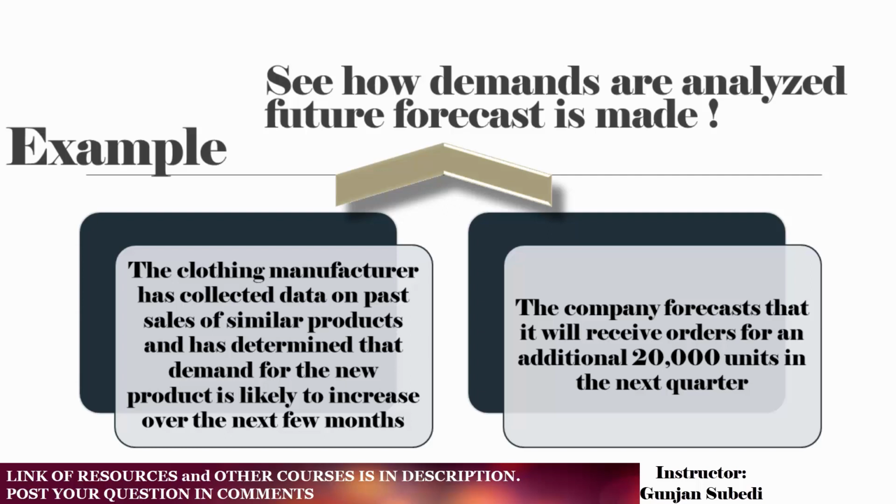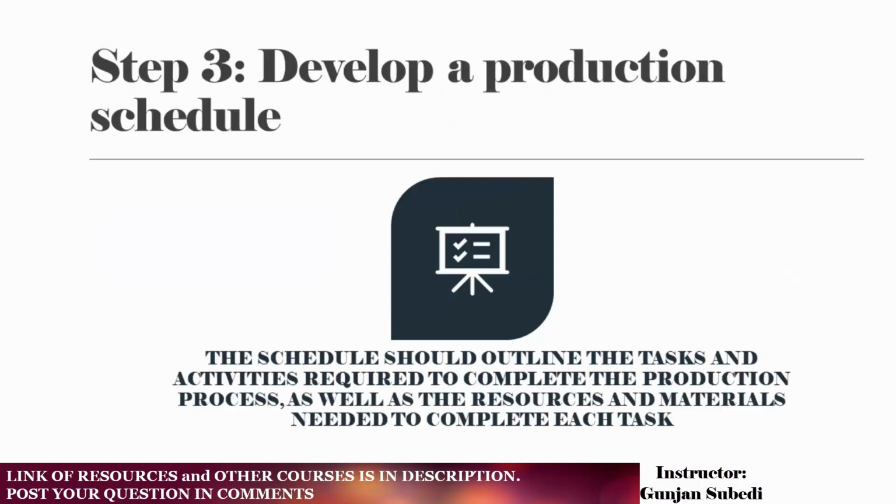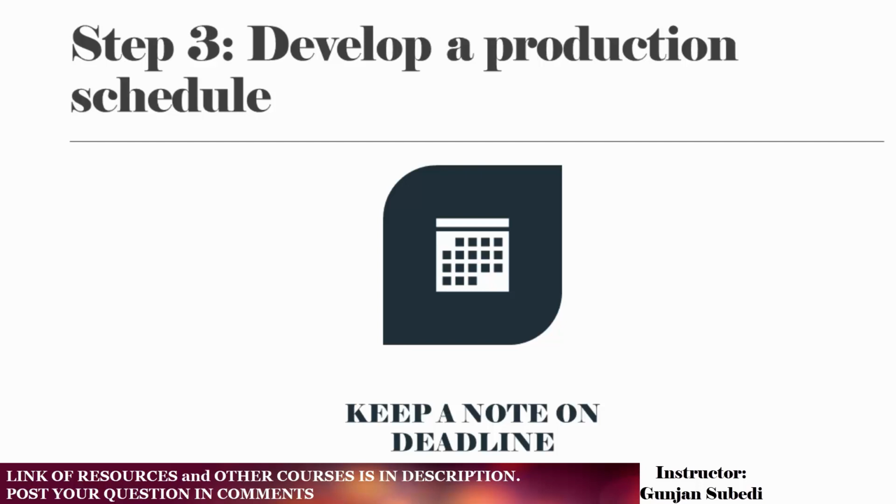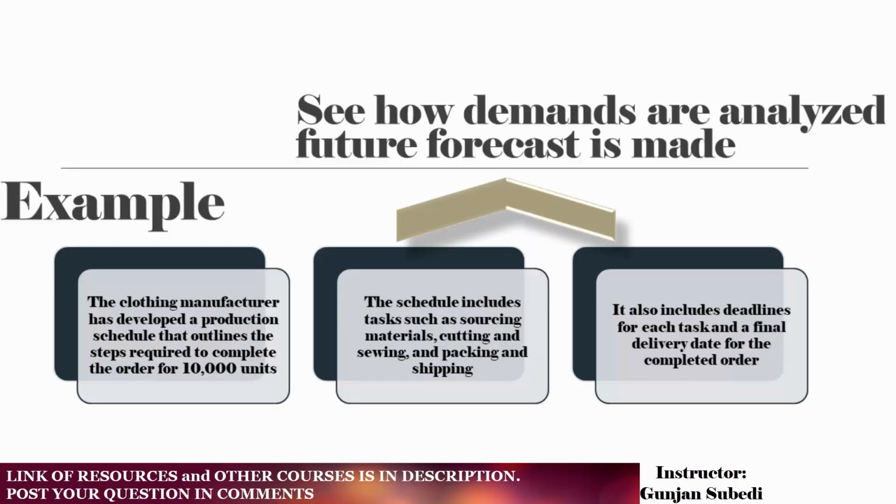Once the production goals and demand forecast have been determined, the next step is to develop a detailed production schedule. This schedule should outline the tasks and activities required to complete the production process, as well as the resources and materials needed to complete each task. It should also include deadlines and delivery dates for each stage of the process.